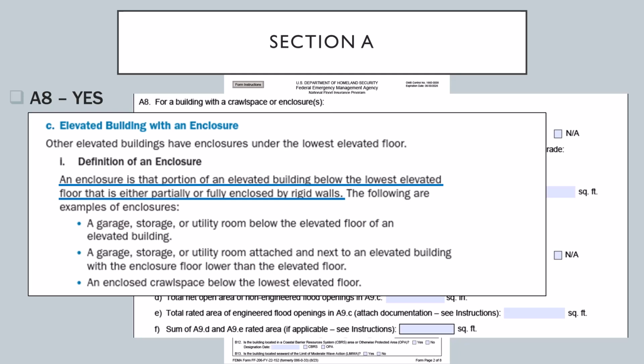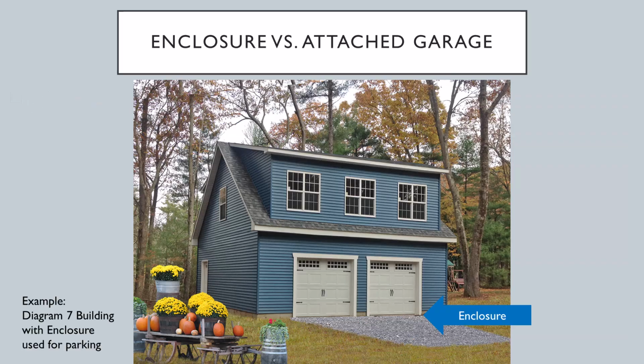So in essence, an enclosure is an enclosed area with an elevation that's lower than that of the elevated living floor. Enclosures versus attached garages is a rather confusing issue. Let's cover this issue now. An enclosure is that area that has an elevation lower than the elevated floor. That means for diagrams 6, 7, 8, and 9, any enclosed area under the living floor that is elevated is considered an enclosure.